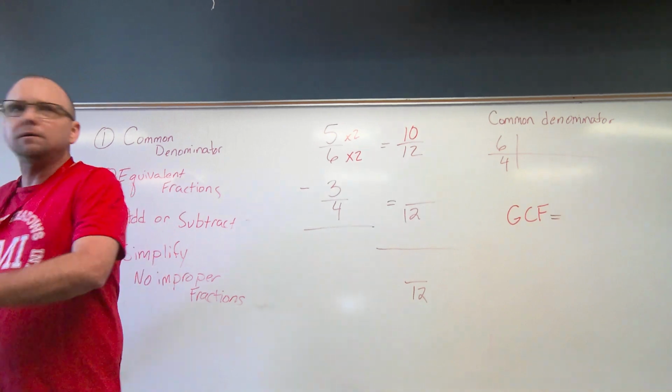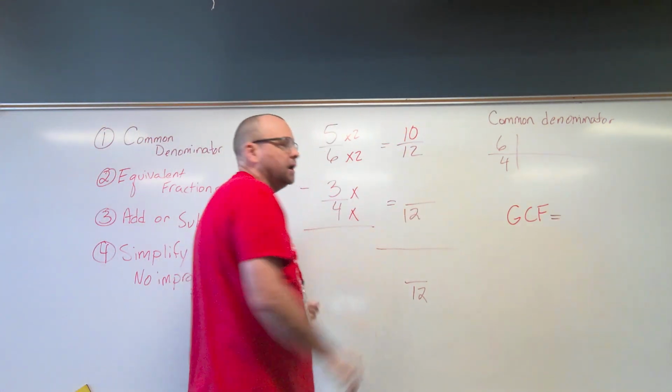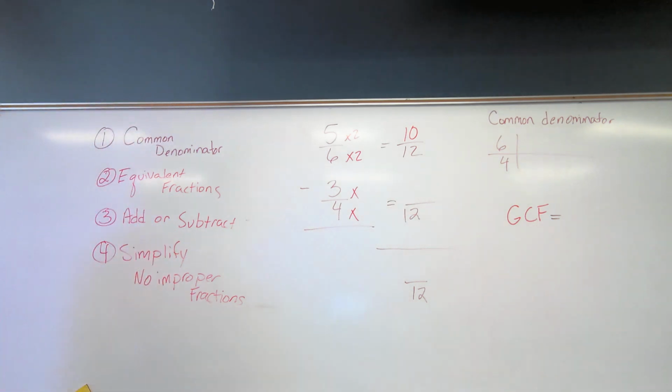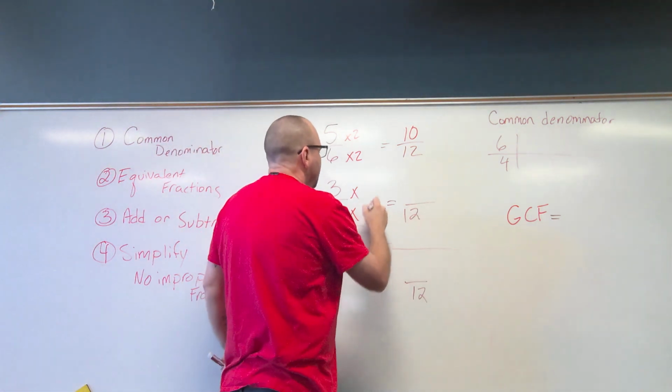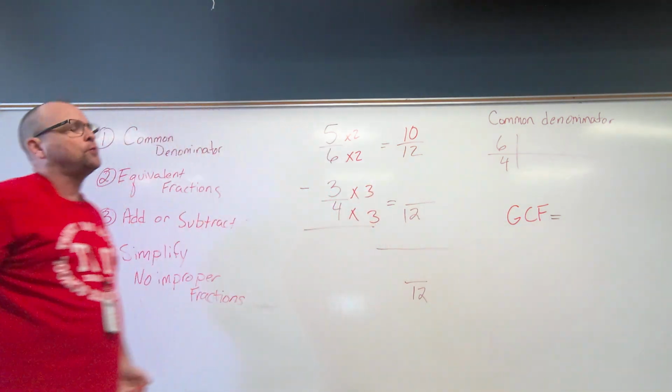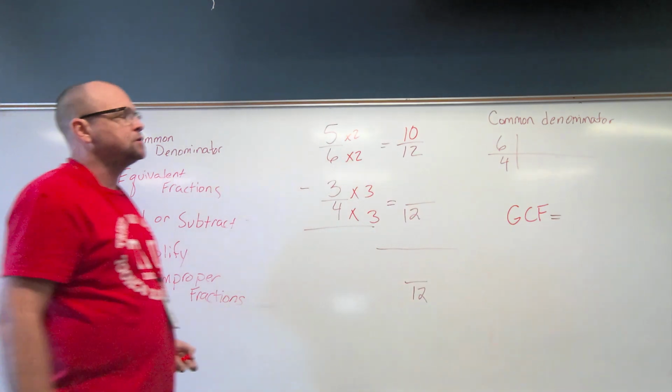Leilani, are you here? Yeah, there you are. What do I multiply by 4 to get 12, Leilani? 3, good. 4 times 3 is 12. If I multiply my denominator by 3, I must also multiply my numerator by 3. Leilani, 3 times 3 is? 9.